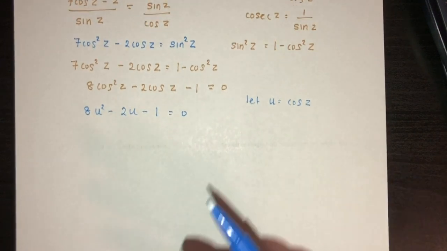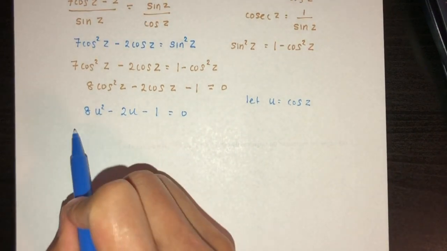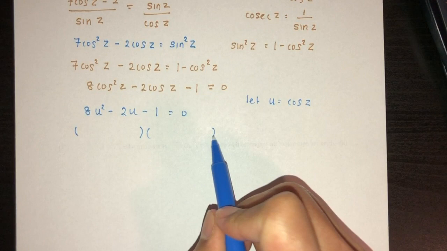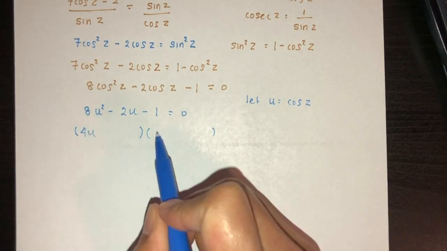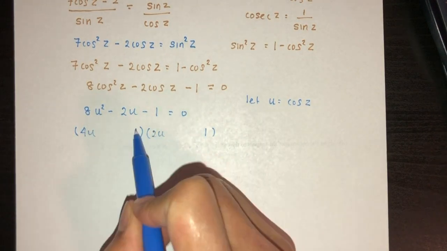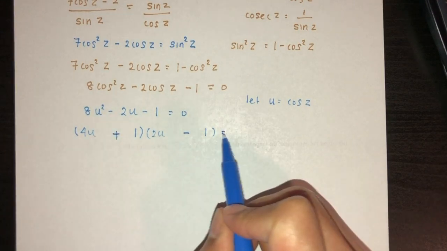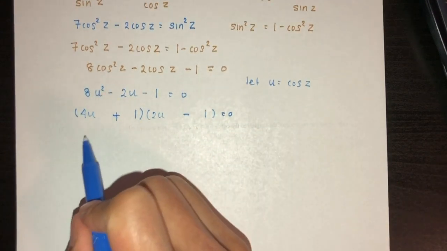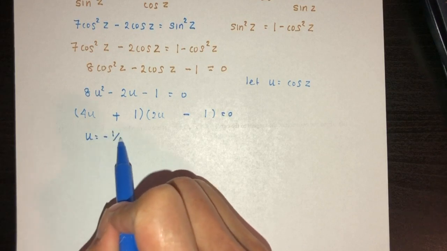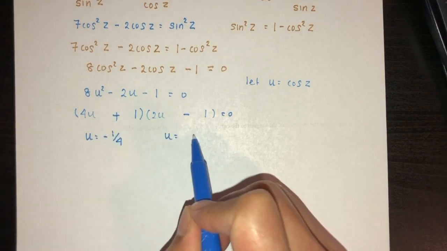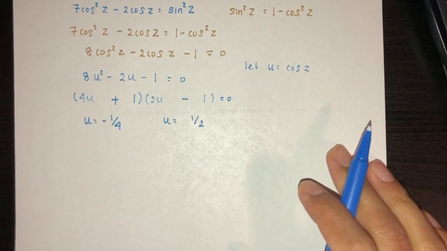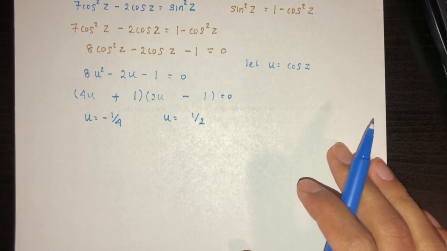So let's see if you can factorize this or not. We will have 4u times 2u. This is 1 times 1. To get minus 2, we have to have minus 4 plus 2. So yes, we can factorize this. So u will be minus 1 over 4, or u will be 1 over 2. But here we don't want to find u, of course. We want to find the value of z.